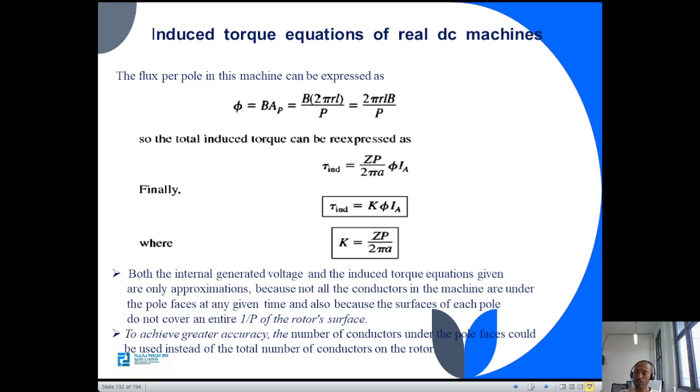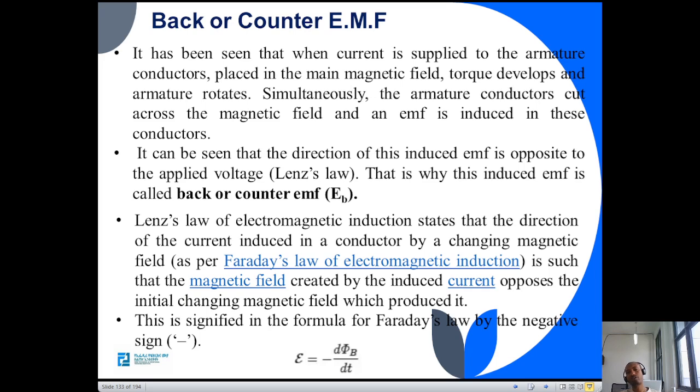There should be some slots, some windings which can be beyond the pole. So at that time, this equation may not consider them. That's why we said it is called an approximation. To achieve greater accuracy, exact induced voltage and torque, the number of conductors under the pole face could be used instead of the total number of conductors on the rotor. See, we have to use the exact number of conductors under the pole. At that time, the generated equation is going to be exact.